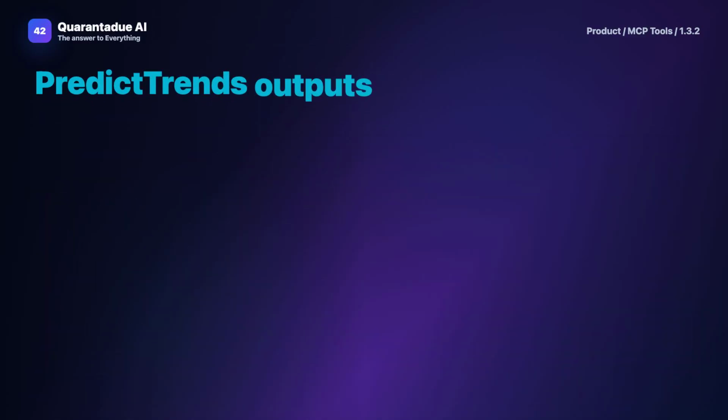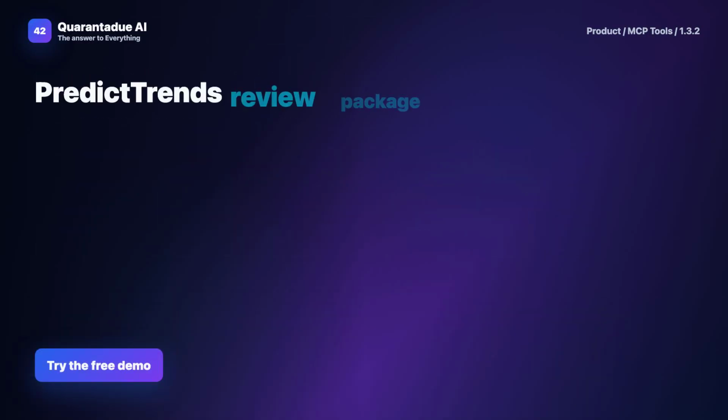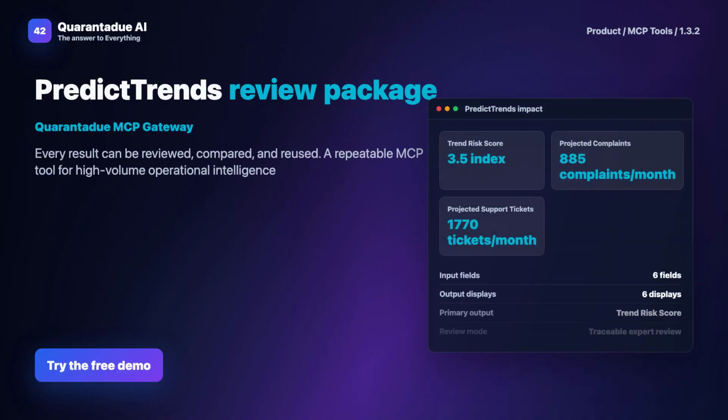Forecast the monthly support ticket volume by multiplying the projected complaints by the average number of support tickets generated per complaint. Calculate a risk-adjusted trend score by combining the normalized complaint growth rate, market volatility index, and the inverse of feature adoption rate. Higher adoption lowers risk. The score is weighted to produce a value between 0 and 10. And calculate the absolute increase in complaints from historical to projected levels, showing the magnitude of the trend.